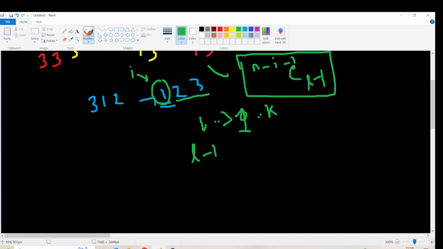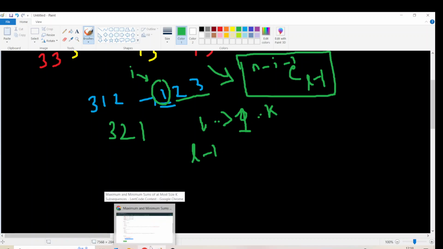Now we are getting this for minimum, and for maximum similarly we can sort this array in descending order, 3, 2, 1, and use the same approach to find the sum of maximum. We can find the minimum and maximum sums separately and add them to generate the answer. Now let's look at the code.